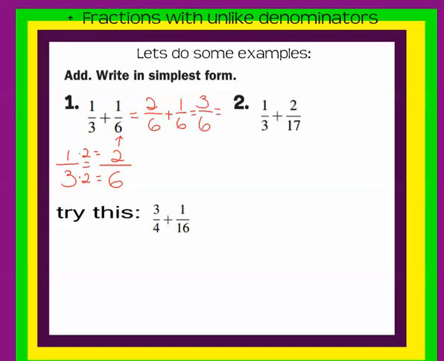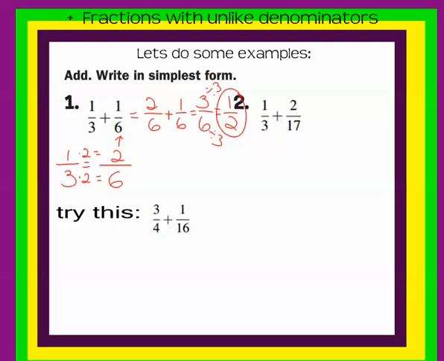And in this case, I have a common factor of 3 for 3 and 6. So when I divide by that common factor, I am simplifying my fraction. So 1/2 is my solution to this situation in simplest form.